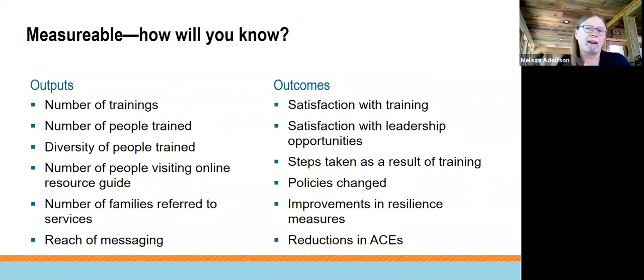So just thinking about how we're going to measure that success, how will you know that you've achieved what you wanted to? Some outputs that we might want to be able to track and count are number of trainings, number of people trained, number of families referred for services, how many people are clicking on your online resource guide. And then for outcomes, thinking about how satisfied were people with the ACEs training they received. For emerging leaders who are coming to the table that you reach through the 100 Cups, are they satisfied with the leadership opportunities that have been presented to them?